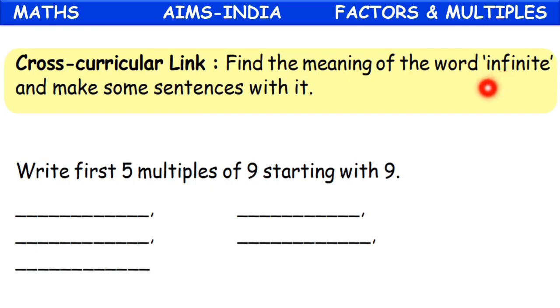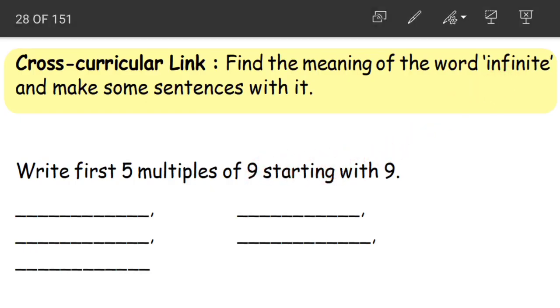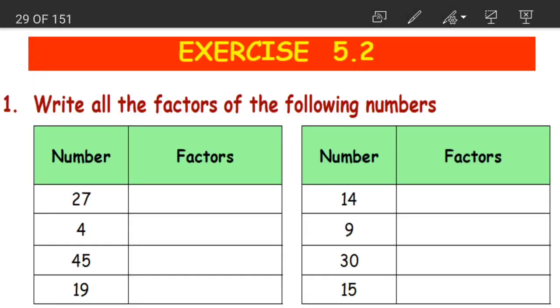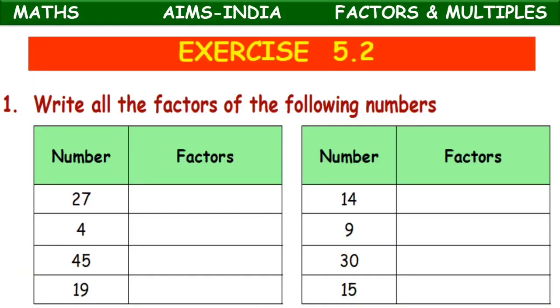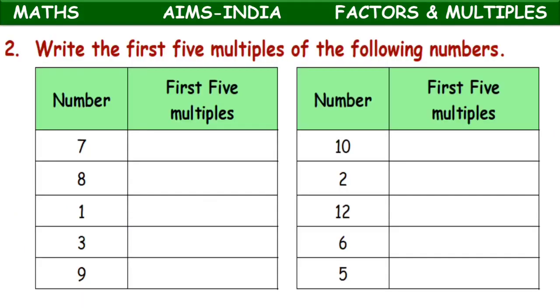Now, write the first 5 multiples of 9 starting with 9. So from 9, we have to write the first 5 multiples. 9 ones are 9, 9 twos are 18, 9 threes are 27, 9 fours are 36 and 9 fives are 45. These are our first 5 multiples of 9.